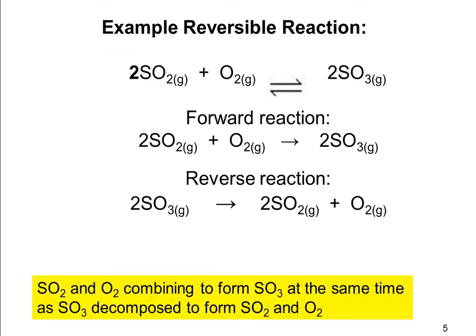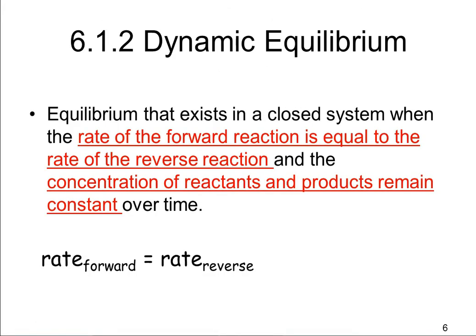Example of a reversible reaction: the reaction between SO2 and oxygen to produce SO3. In this reaction, SO2 and oxygen combine to form SO3, and at the same time SO3 decomposes to form SO2 and oxygen.